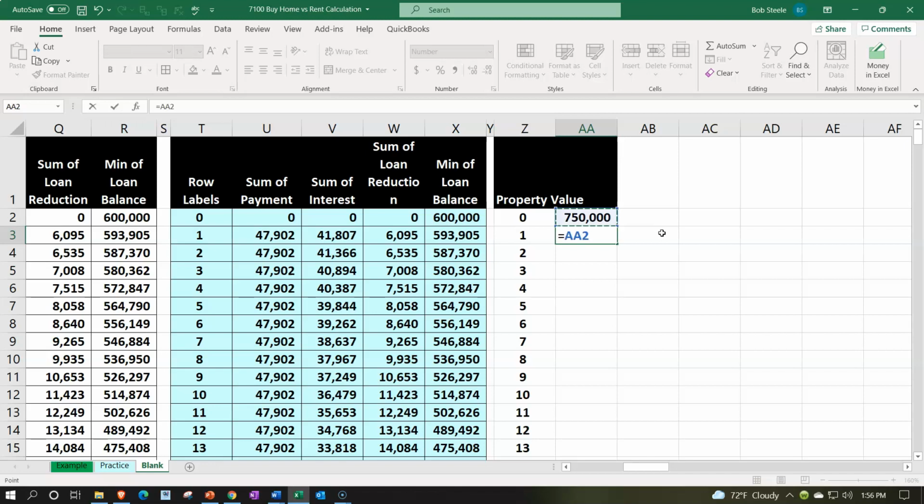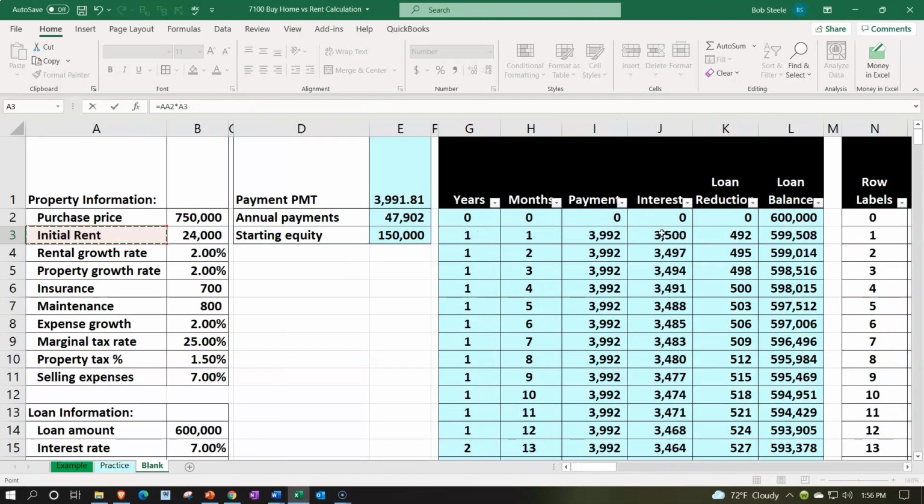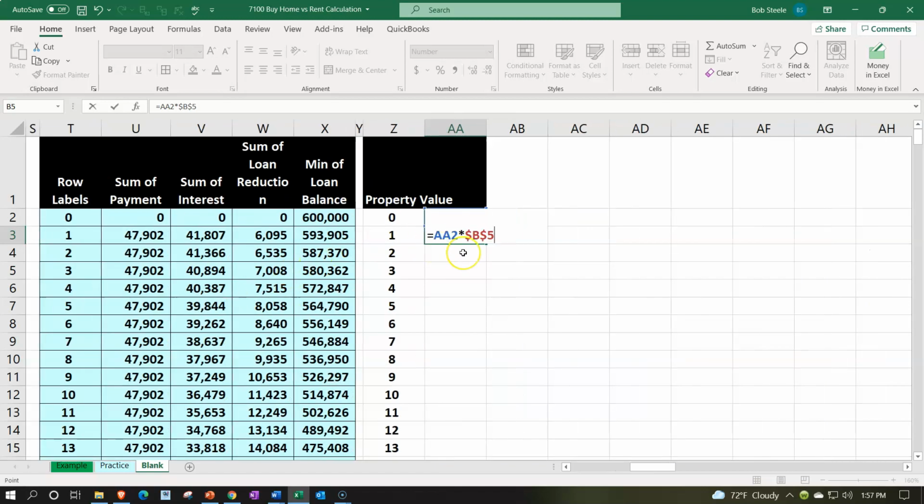So I'm going to say this equals the prior amount, the 750, times, scrolling all the way to the left to our data, we said that it's going to have property growth of that 2%. I'm going to make that an absolute reference because this is outside of my data set and I don't want that cell to move down as I copy it down. F4 on the keyboard, therefore, we've got a $ sign before the B and the 5, and enter.